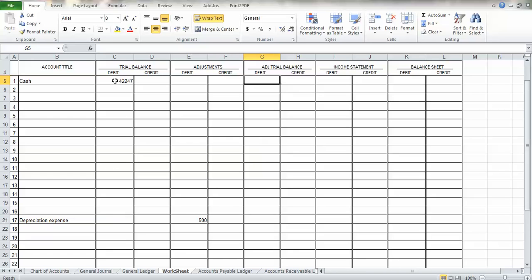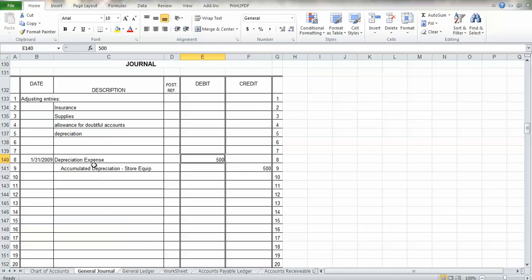Well, our adjusted trial balance is going to take whatever's here plus or minus our adjustment. So a debit plus a debit, or a debit minus a credit, gives me my new balance. And if there's no adjustment to cash, then we just bring it over, right? 42,247. Let's see, 42,247. But then when you get down to here where we have zero and $500, then our new adjusted balance for the depreciation expense is going to be $500.